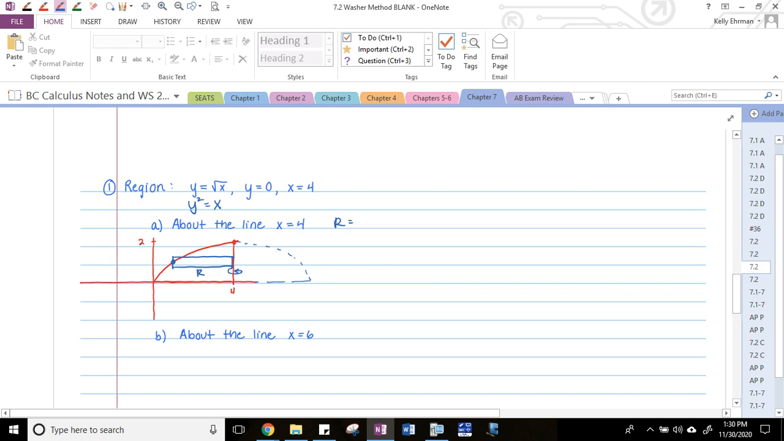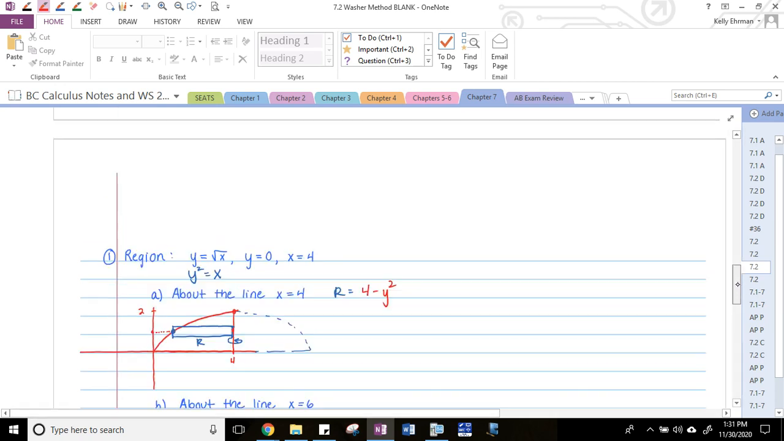So what is this little r? Well, on the right side, I've got 4, and then on the left side, I've got the y squared curve. I don't want to do y squared minus 4 because y squared is this little distance right here. 4 is the distance from the y-axis all the way out to here. So what I want to do is always think kind of right minus left. So 4 minus y squared.